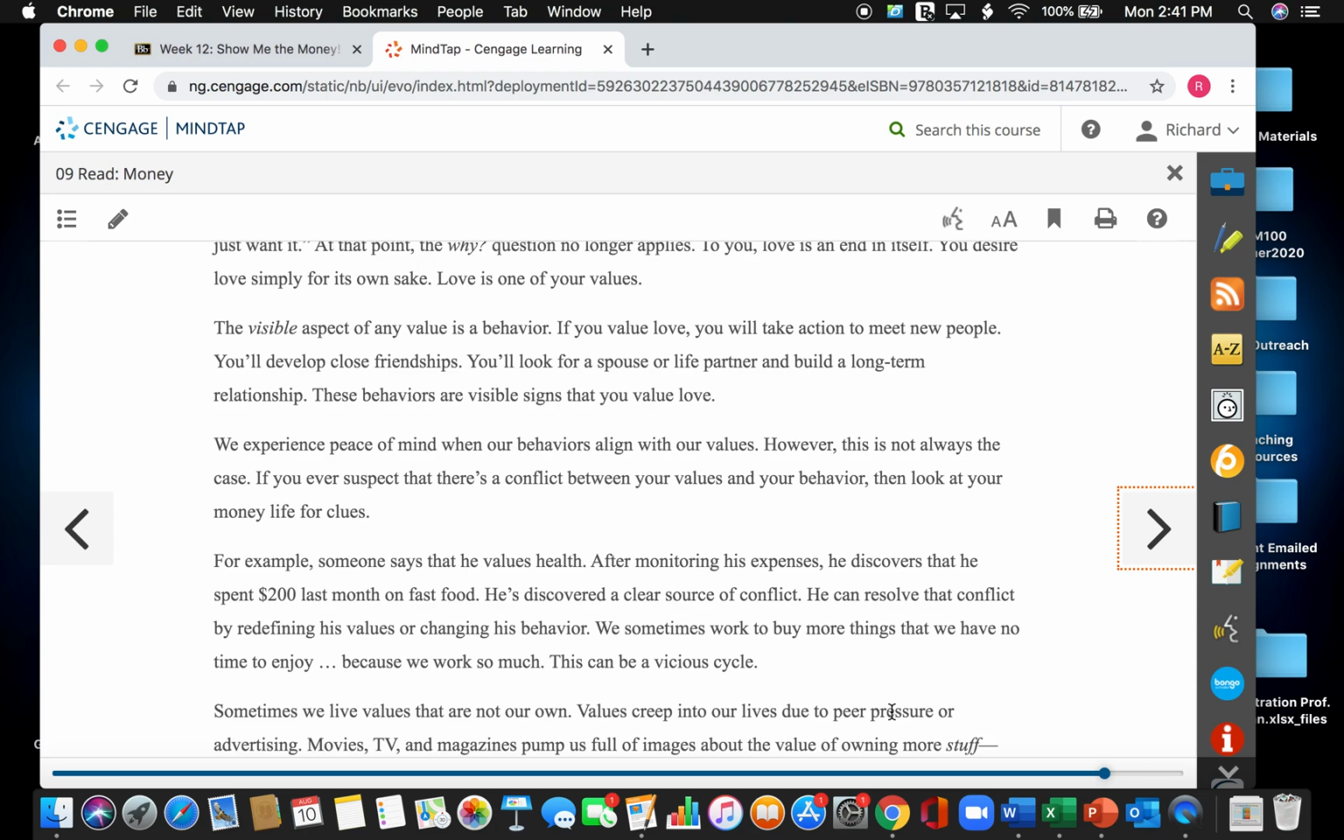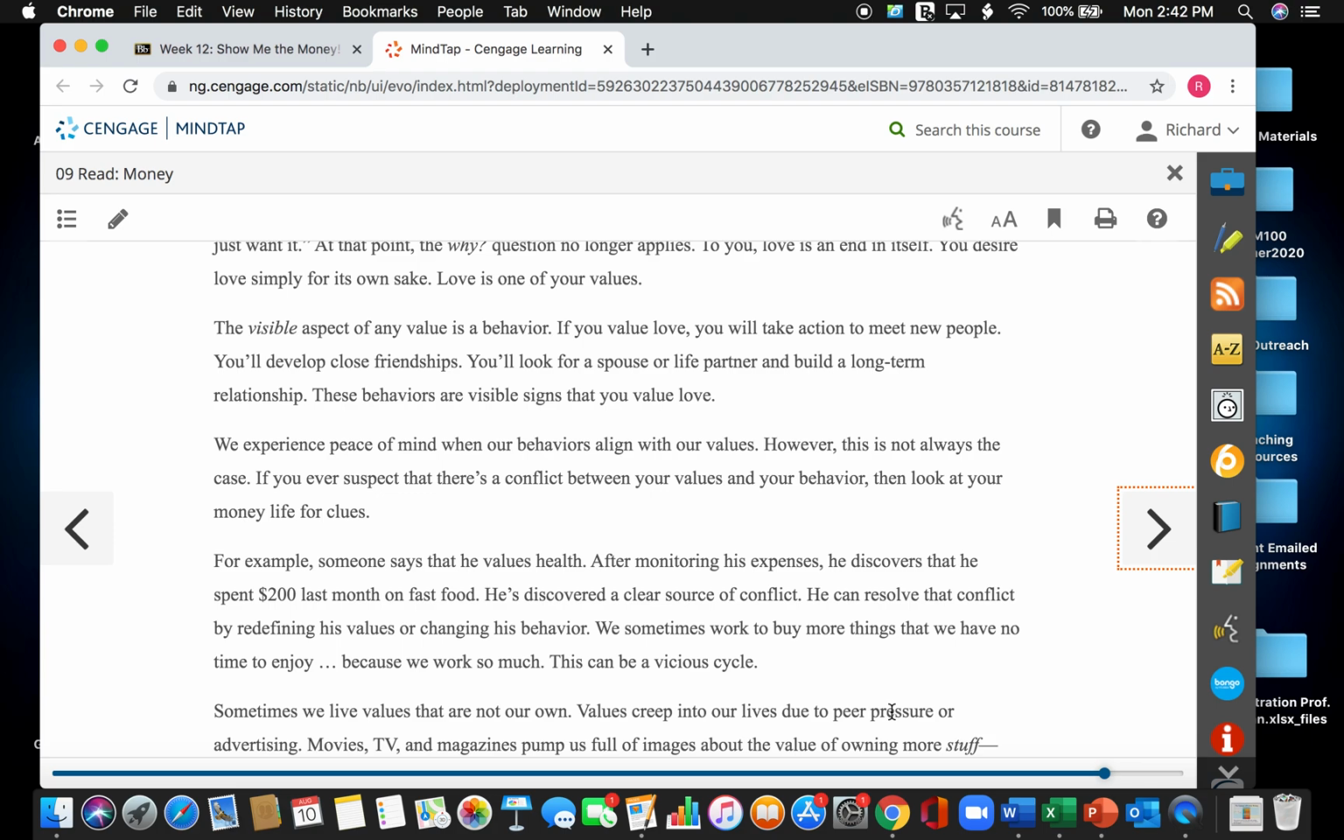The visible aspect of any value is a behavior. If you value love, you will take action to meet new people. You'll develop close friendships, you'll look for a spouse or life partner, and build a long-term relationship. These behaviors are visible signs that you value love. We experience peace of mind when our behaviors align with our values. However, this is not always the case.